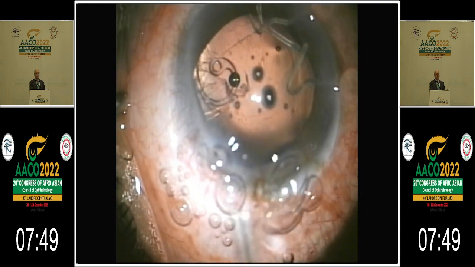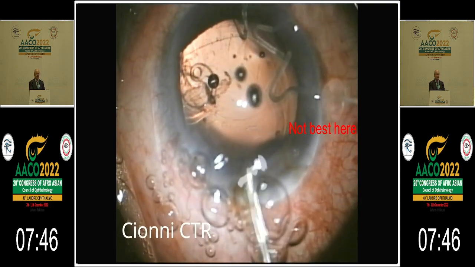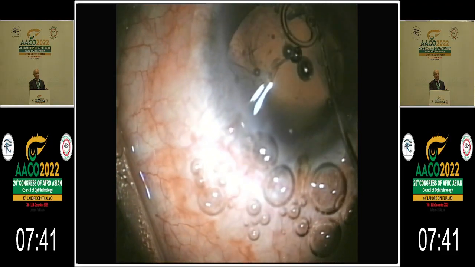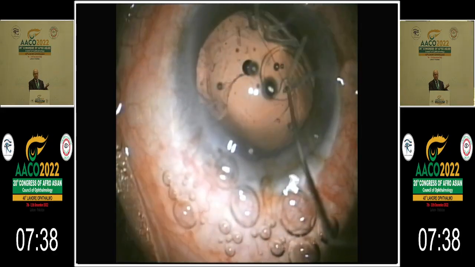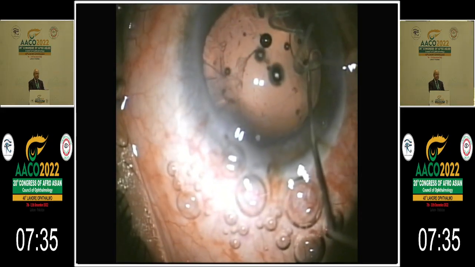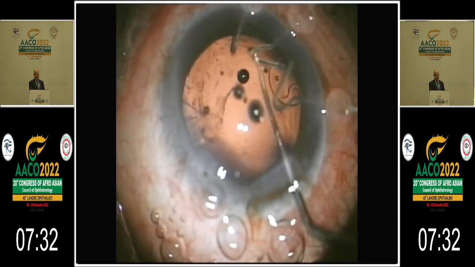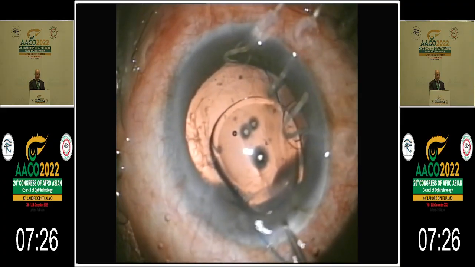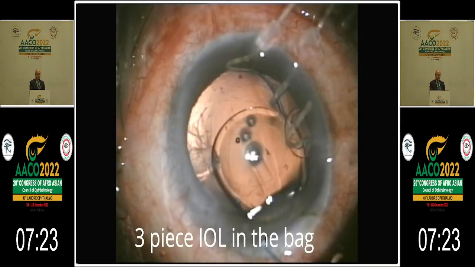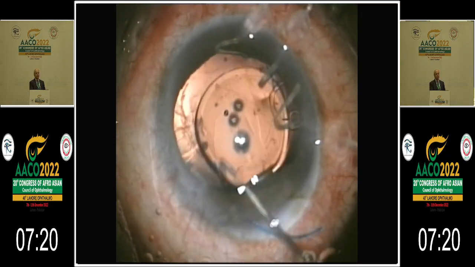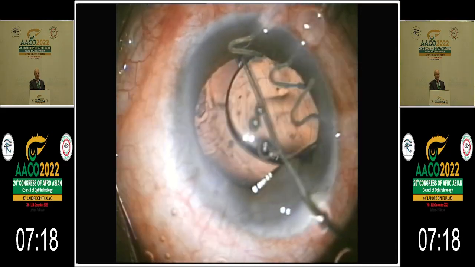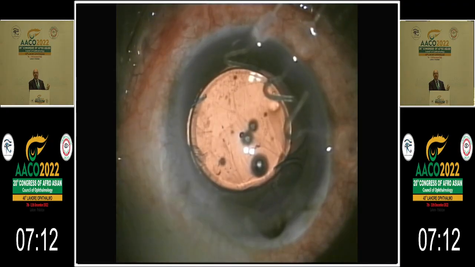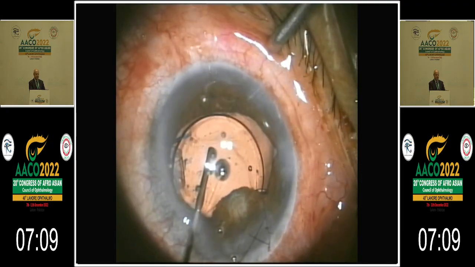Then I put a capsule tension ring. This was a Sayoni ring, the only ring I had. I didn't need to suture it, so I could have used a normal capsule tension ring. Now I'm releasing the capsular hooks, then implanting the lens. I chose to use a 3-piece lens, and the advantage of a 3-piece lens is that it adds stability and better centration of the capsular bag, even with the use of a capsule tension ring.